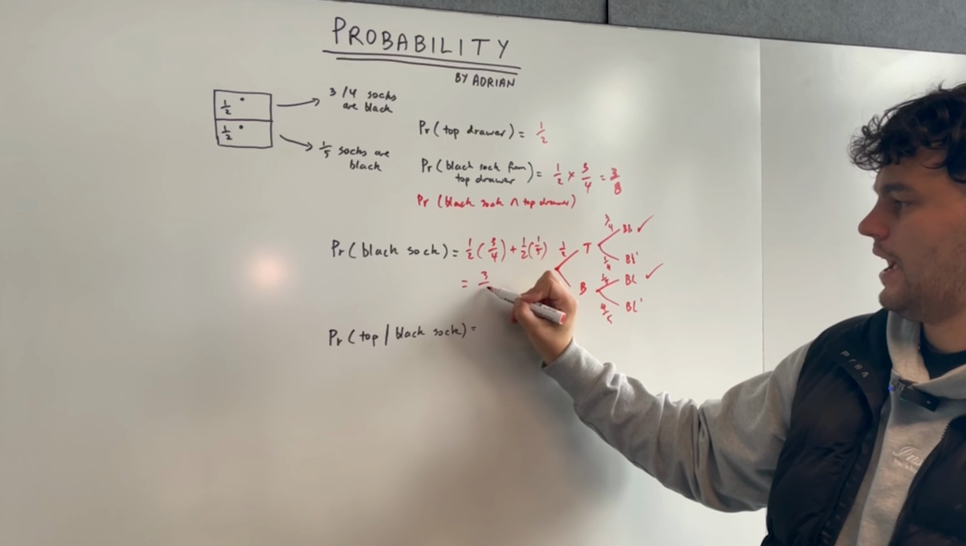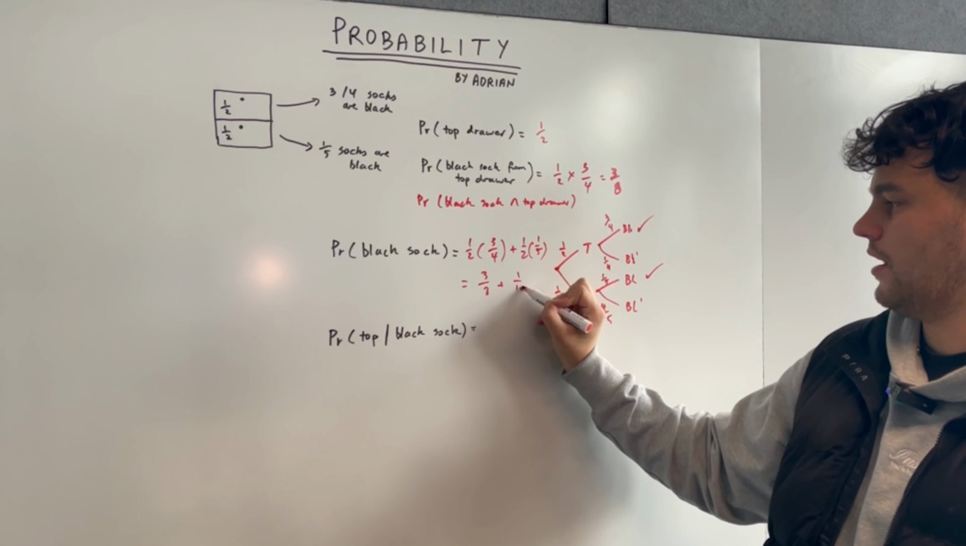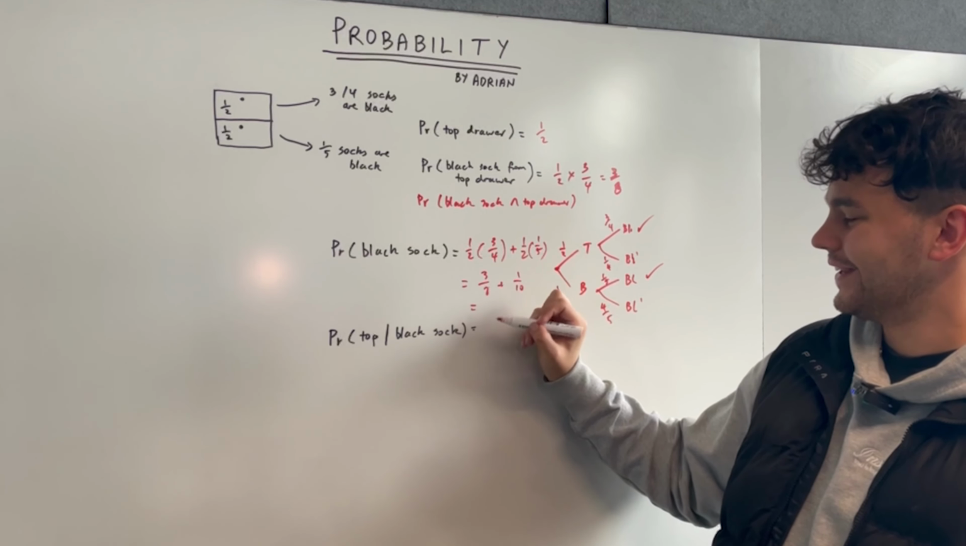So we get 3/8 added with 1/10. These numbers aren't the best. What's the common denominator of 10 and 8? It's 40. So that was a bit of a thinker. That took me a little longer than expected.